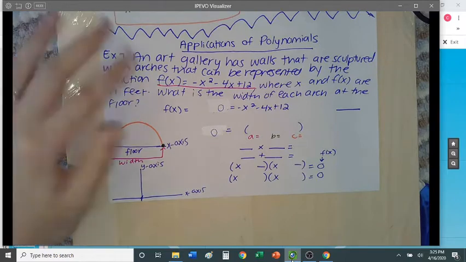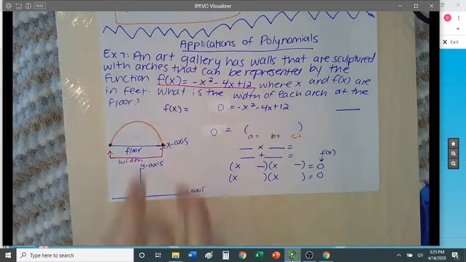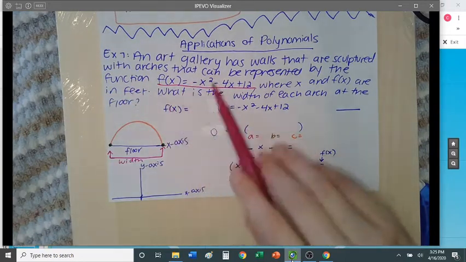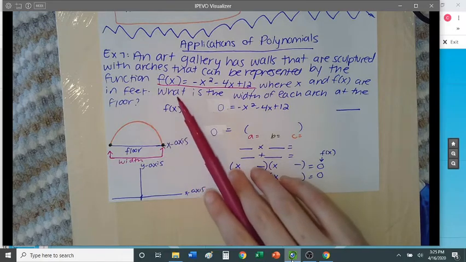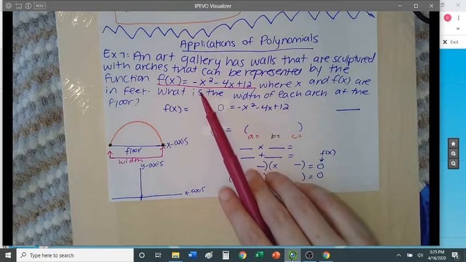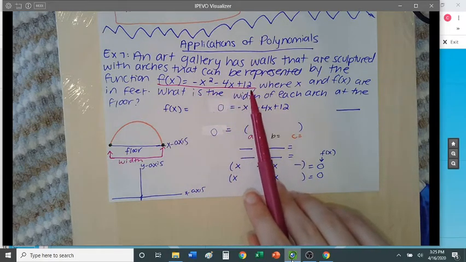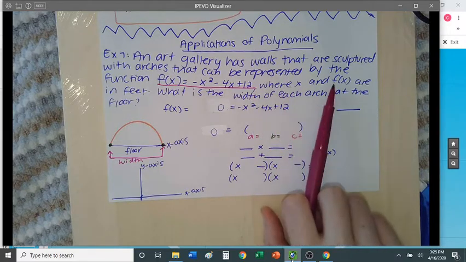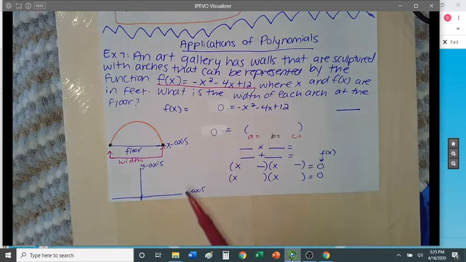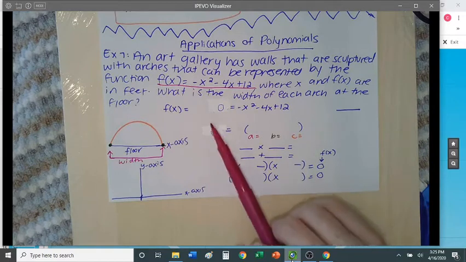So just keep that in mind. So this is probably going to be helpful later on. Okay, so these arches can be represented by the function f of x equals negative x squared minus 4x plus 12, where x and f of x are in feet. So the dimensions that we're going to get are in feet.